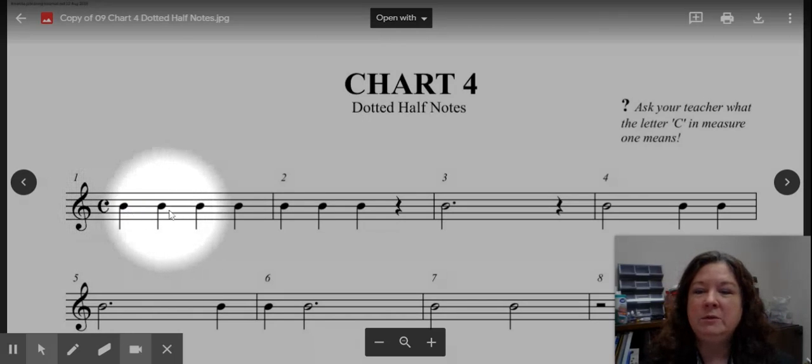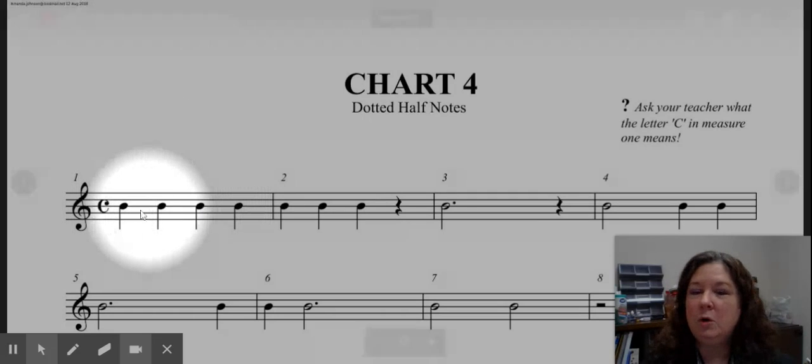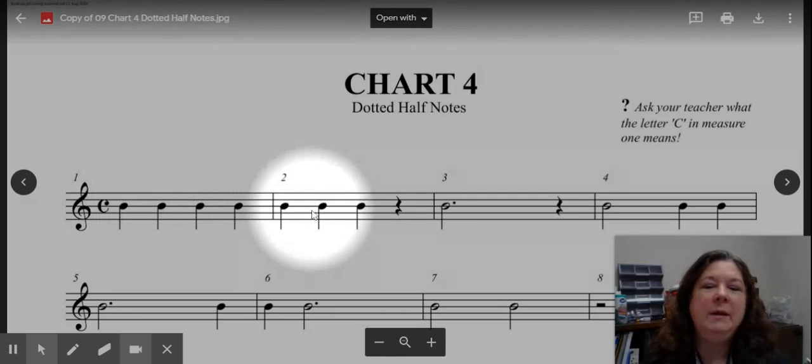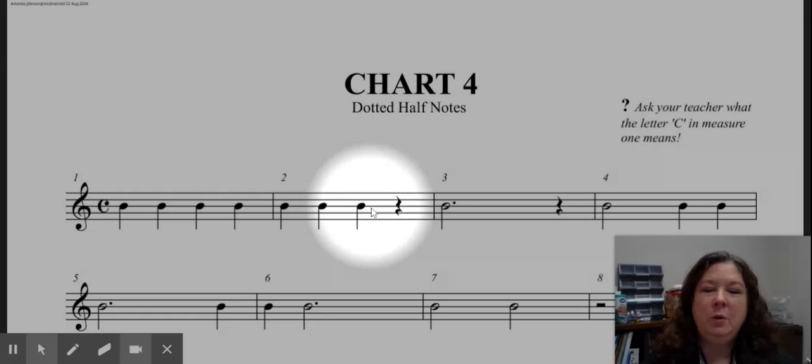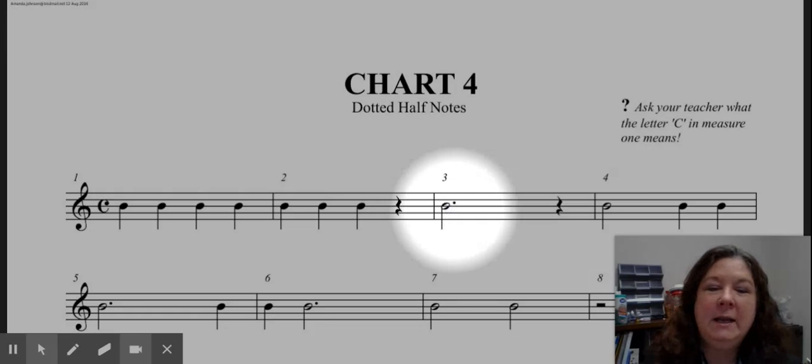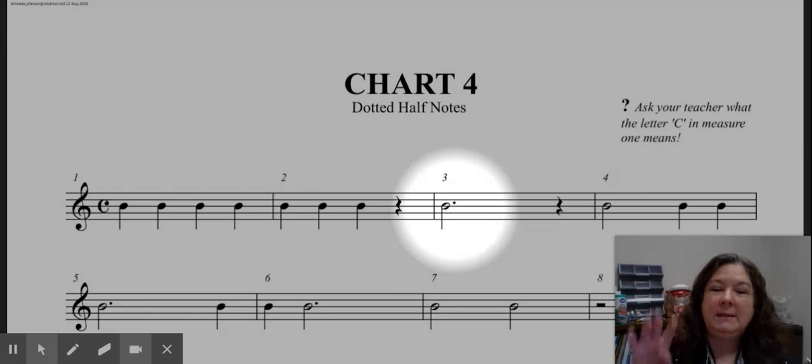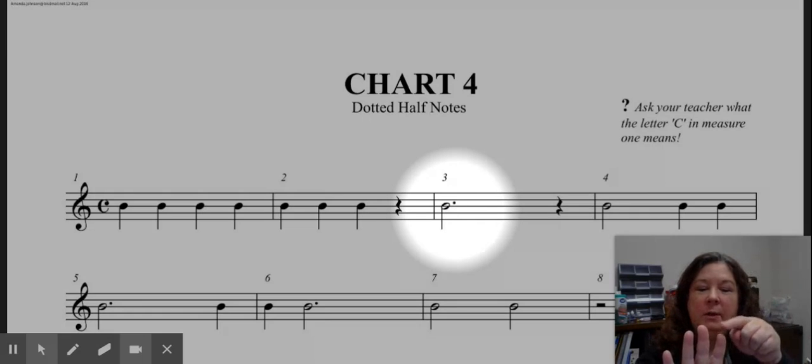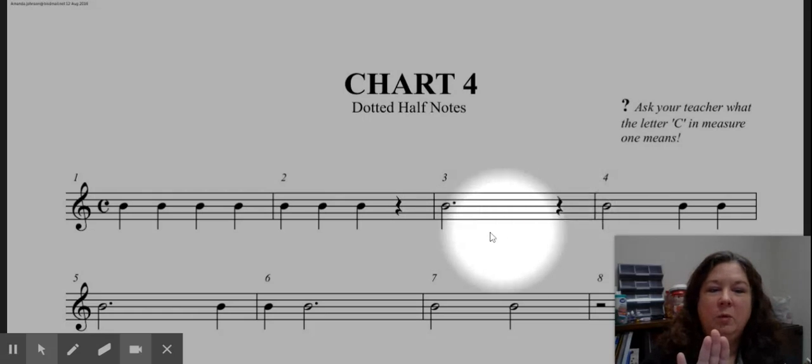Measure 1, the most boring measure in the world, so 4 quarter notes. We've got that one. Measure 2, 3 quarter notes, followed by a rest on count 4. And in measure 3, we have our very first dotted half note. So remember, that's getting 3 beats in the measure. Beat 1, 2, and 3. And then beat 4 will be silent.